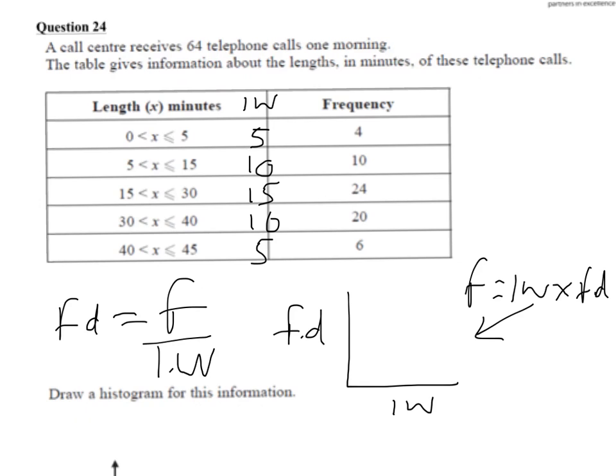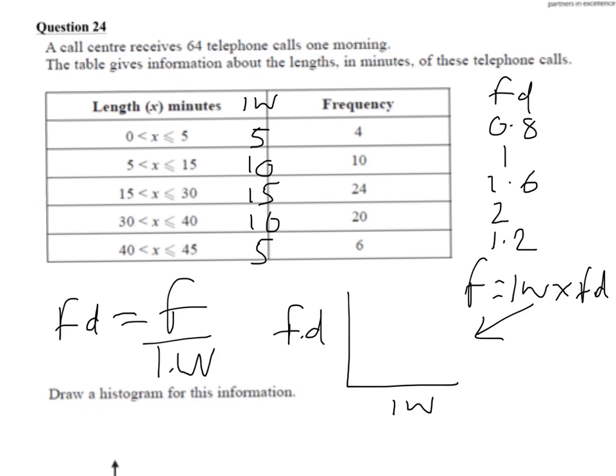So now first interval then, we have got 4 divided by 5, so our frequency density will be 0.8. The next one is 10 divided by 10, which is 1. 24 over 15, which is 1.6. Then we have 20 over 10, which is 2. And then we have 6 over 5, which is 1.2.